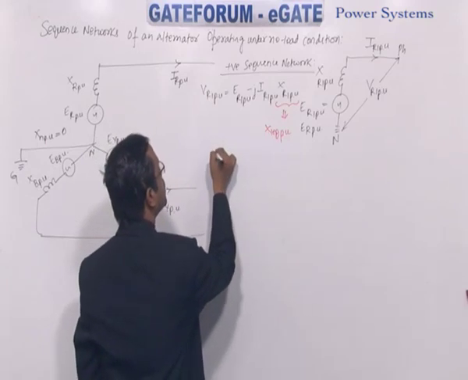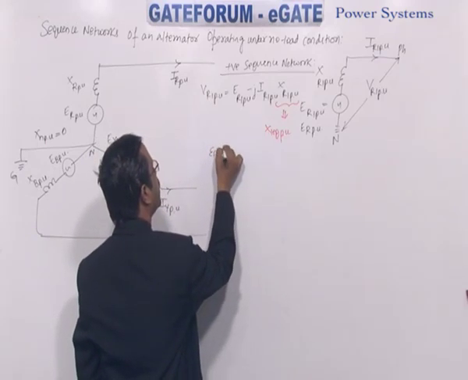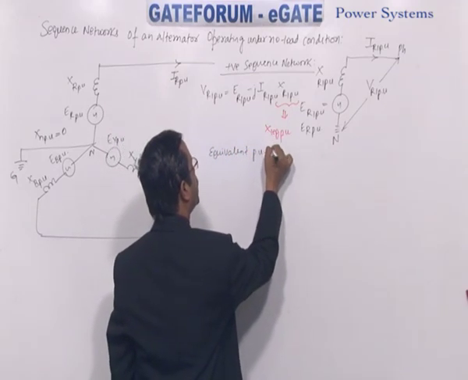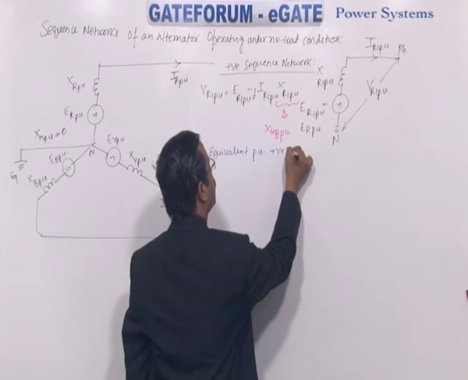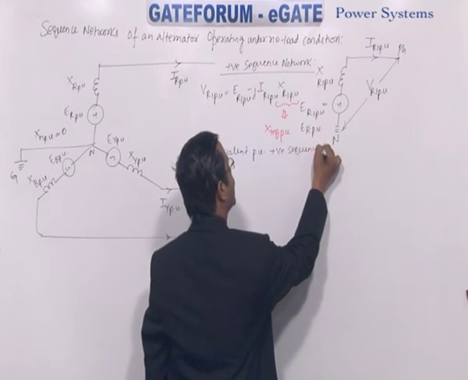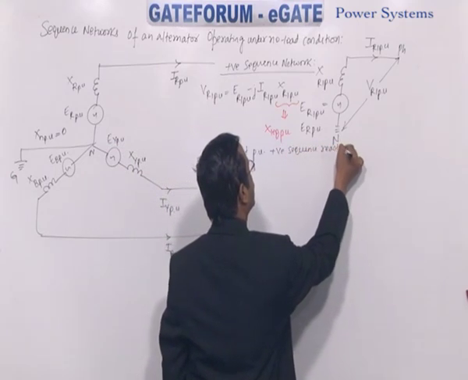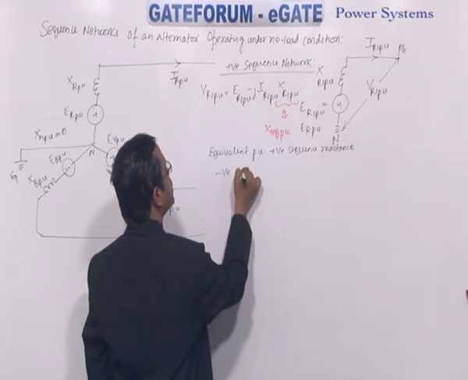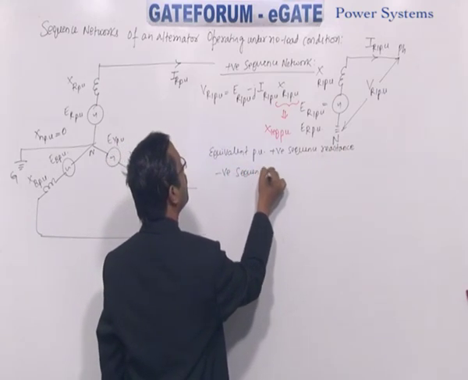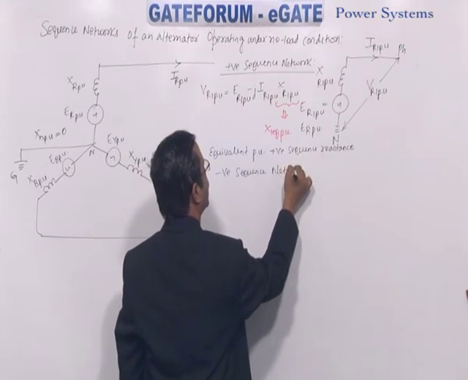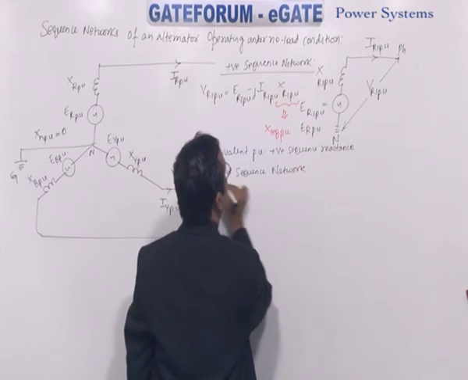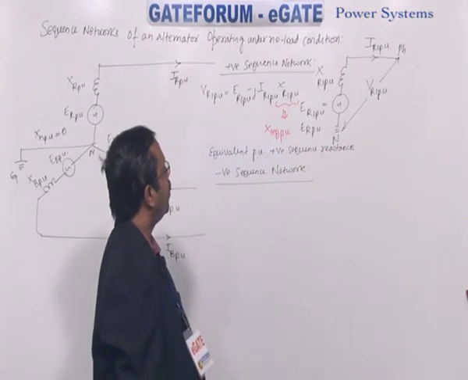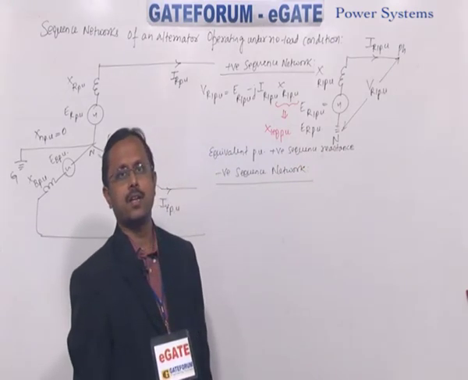So what do you call it? The equivalent per unit positive sequence reactance. Next is the negative sequence network. So how do you draw the negative sequence network?